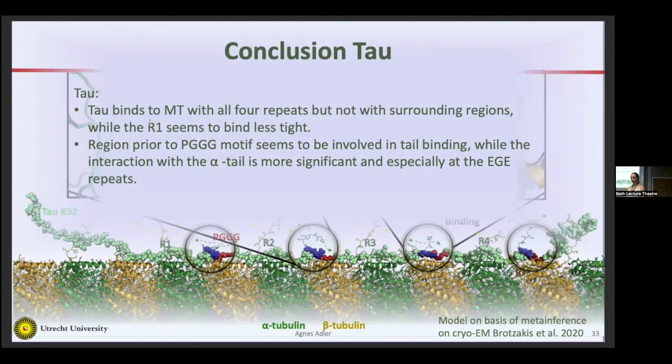So to conclude, for tau, tau binds to microtubule with all 4 repeats, but not with the surrounding region, while the R1 seems to bind less tightly. And the region prior to the PGGG motif seems to be involved in the tail binding, while the interaction with the alpha tail is more significant, and especially at the EGE repeat.